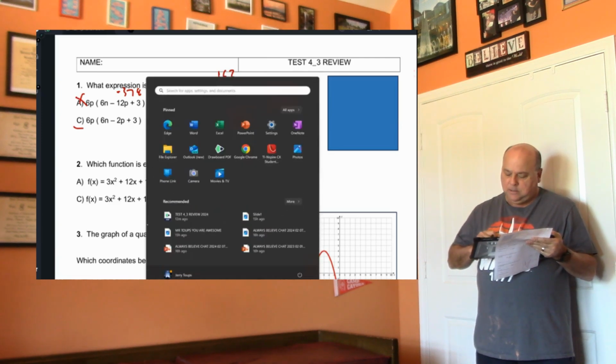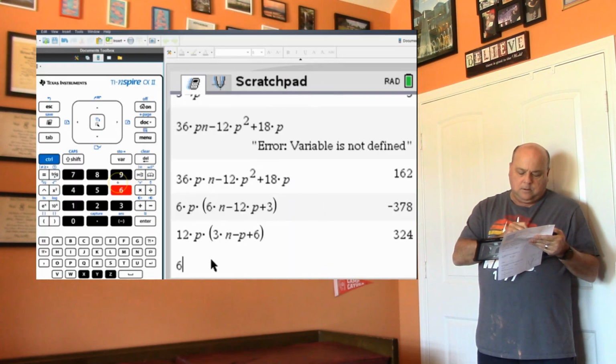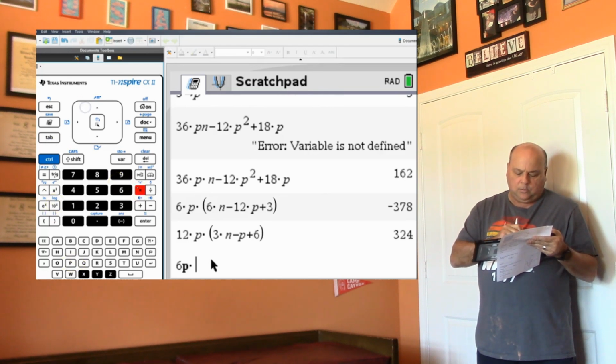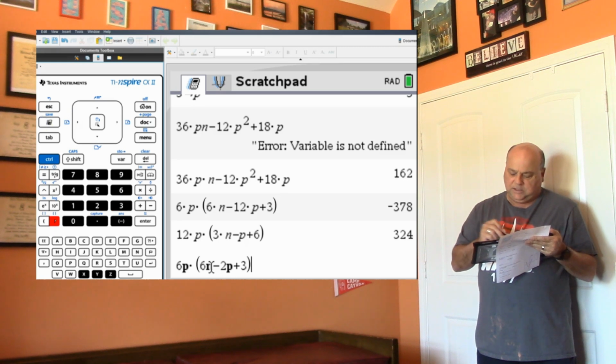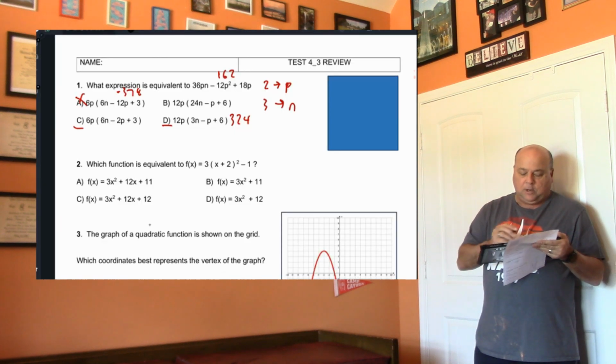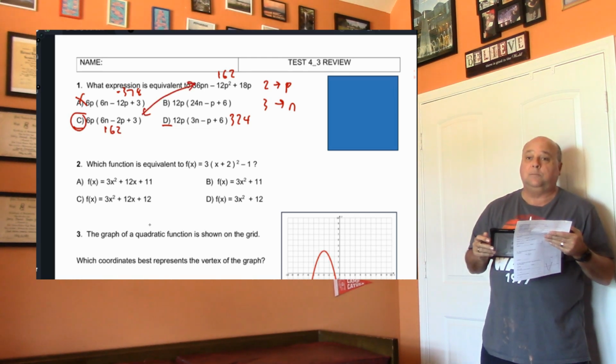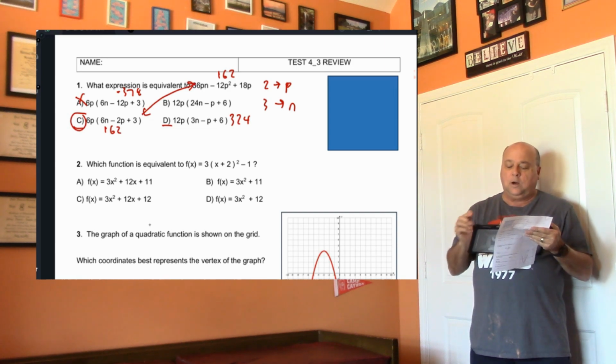So let's type in C. Sorry, this is taking a while. So now we're going to type in C. So 6p times, parentheses, 6n minus 2p, not R, P, and then plus 3. Close the parentheses, enter, and I get 162. So that's my answer. So I'm going to go by paper 162. This matches up to this, doesn't it? So these two have the same value if you store those numbers. Please know how to do that with store.